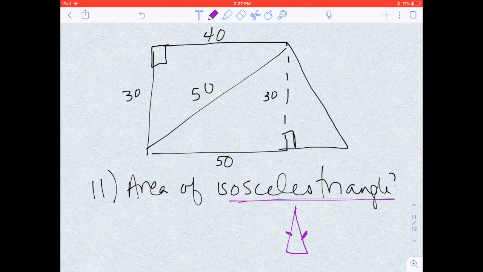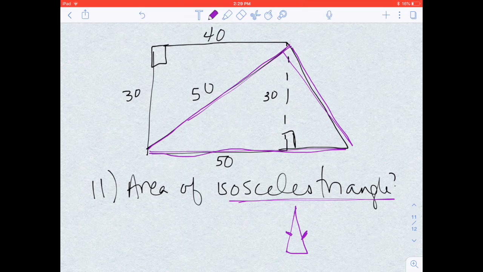So if I look at my picture, I used my right triangle before, but I have to find two sides that are the same length of a triangle. And the only ones I can use are these two sides. Okay, so that's going to be the area of my triangle. That's what I'm going to be using, is this triangle.